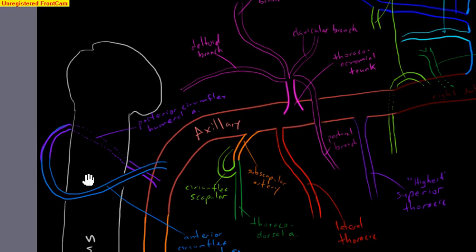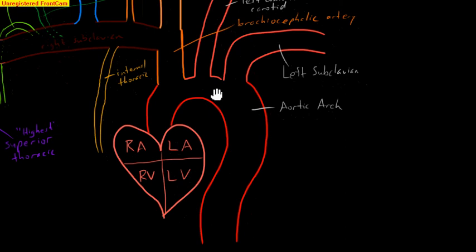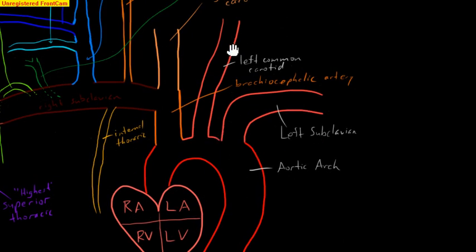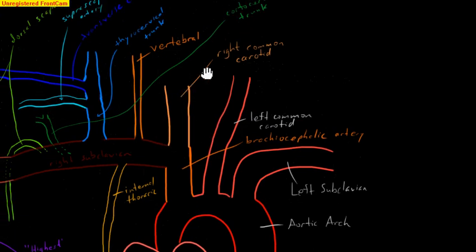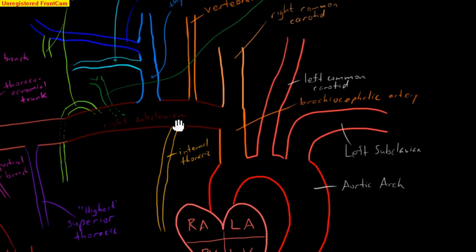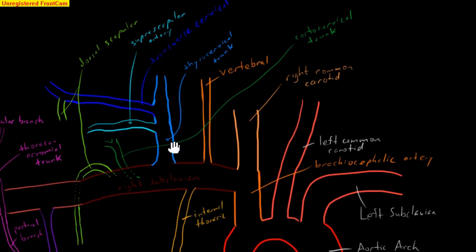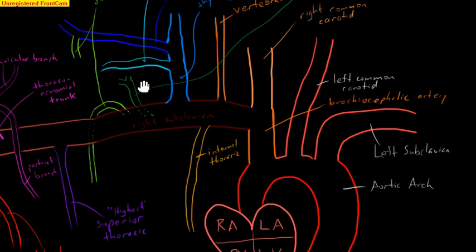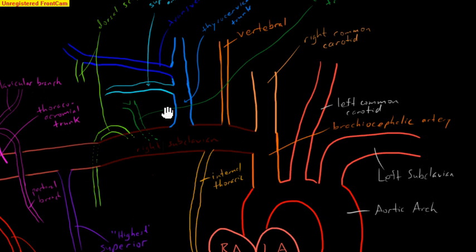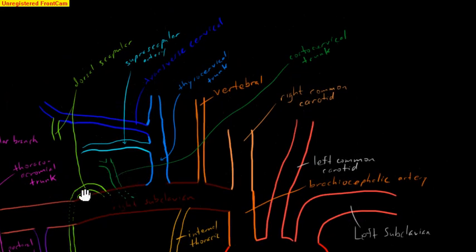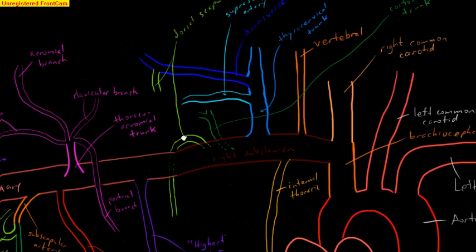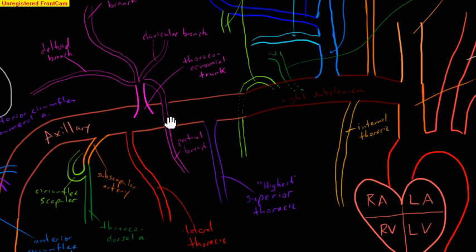I went ahead and labeled everything. So real fast: aortic arch, left subclavian, left common carotid, brachiocephalic artery, right common carotid, right subclavian, vertebral artery, internal thoracic artery, thyrocervical trunk. This is the suprascapular artery. This here is the transverse cervical artery. We have the costocervical trunk right here. We have our dorsal scapular, and it could be here or it could be here, one or the other. And then we move into our axillary artery.